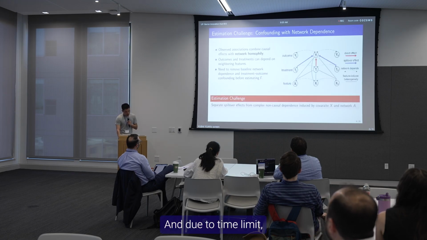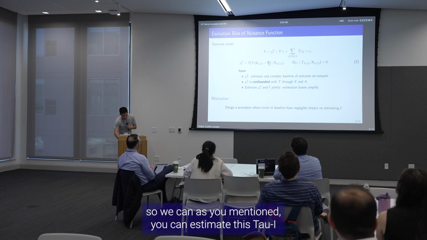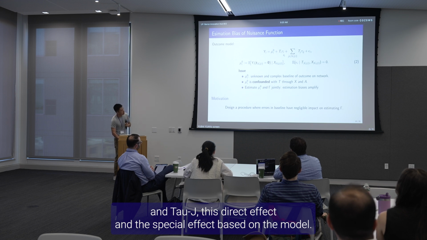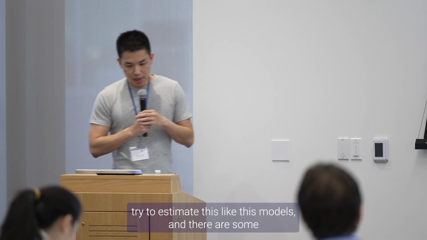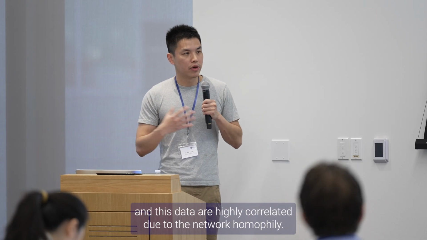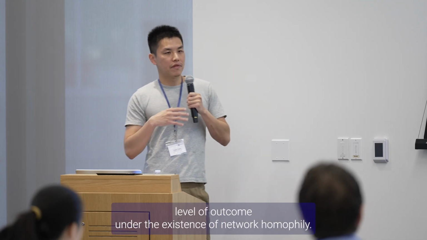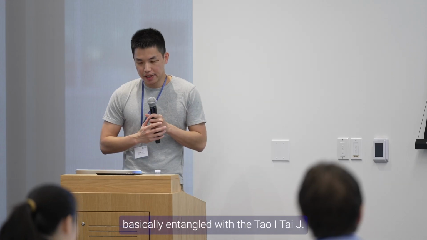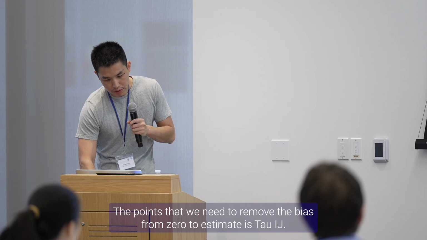Due to time limit, I think we can skip the estimation part and go directly into the modeling part. As we mentioned, we can estimate this tau i and tau ij, the direct effect and the spillover effect, based on the model. When we try to estimate these models, there is a challenge because we only have observational data, and this data are highly correlated due to network homophily. In other words, this mu i0 is the baseline level of outcome under the existence of network homophily. So this mu i0 will be entangled with the tau i and tau ij. The point is that we need to remove the bias from mu i0 to estimate this tau i and tau ij.